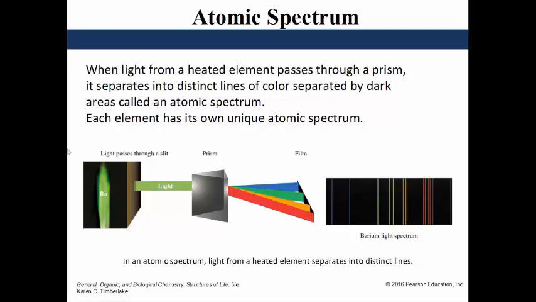So the example that's given here, if you were to heat up barium, that light going through a prism will split up into this pattern. This is unique for barium. If you were to do this with calcium, you would get something different. Or potassium, you would get something different. Every element has a very unique atomic spectrum like this.